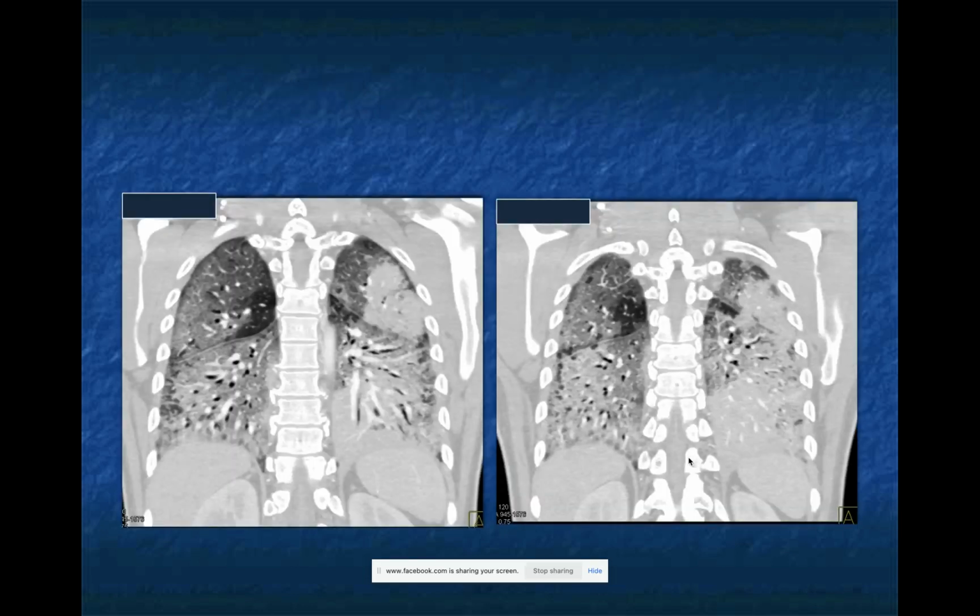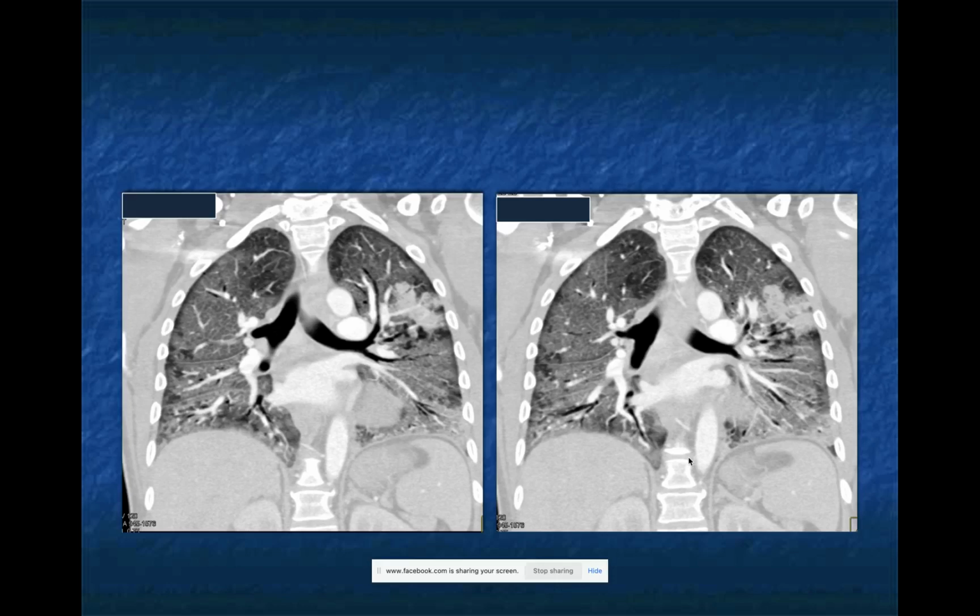Here's the coronal views, and again, you see that it's involving upper, mid, and lower lung zones. There's fluid in the fissure. There's particularly impressive consolidation in the left upper and lower lung. And here you see very nicely the air bronchograms in the lesion. So what do you think about? Obviously, infection's a good possibility.